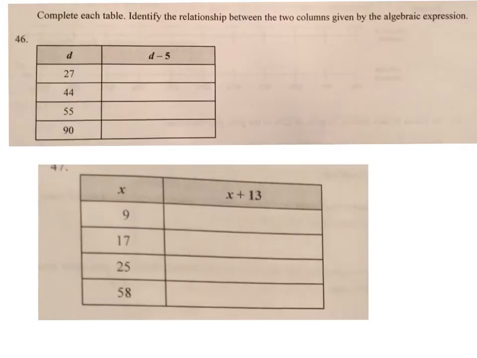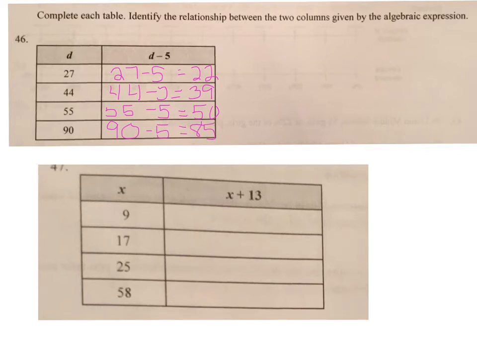Okay, let's take a look at number 46. For 46 through 49, we are completing each table, identifying the relationship between the two columns given an algebraic expression. So you're not really identifying the relationship, they've given it to you. You're really just filling in and solving. For this first one, you would have d minus 5. If d is 27, you would do 27 minus 5, which gives you 22. Next, 44 minus 5 gives you 39. Then 55 minus 5 is 50. And then 90 minus 5 is 85.